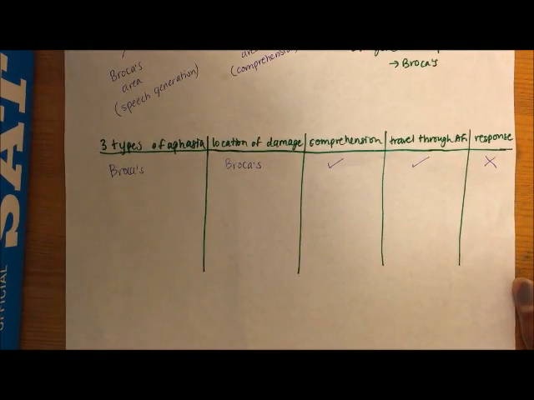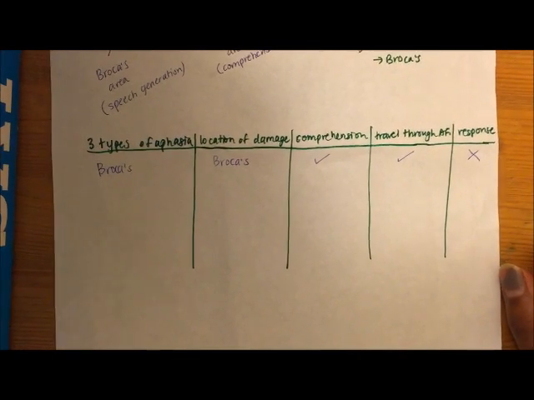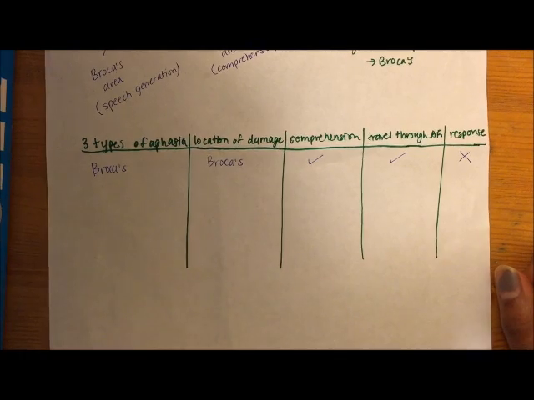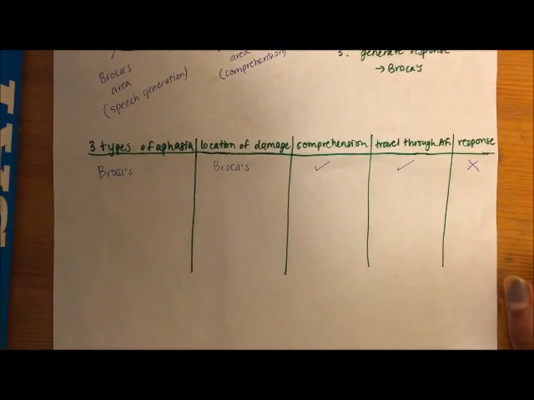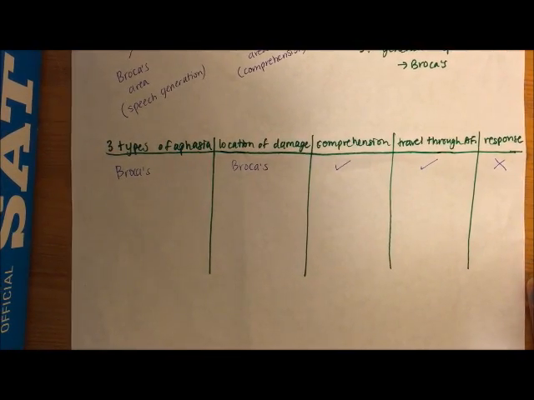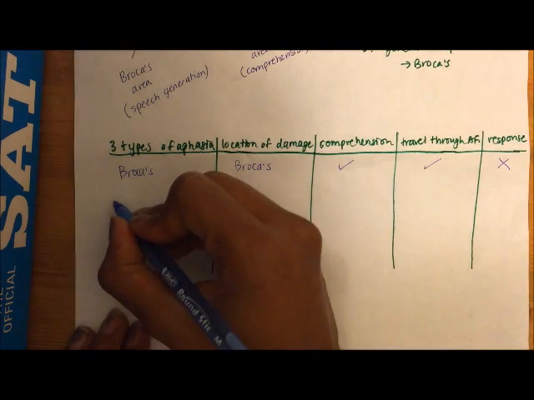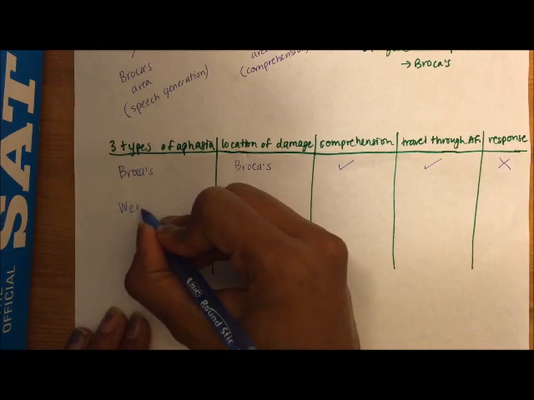Your speech output is non-fluent. And what's really interesting here is that the patient seems to be aware of the problem and often appears distressed. So that's a really interesting clinical phenomenon that tends to show up. Okay, the next type we have is Wernicke's aphasia.